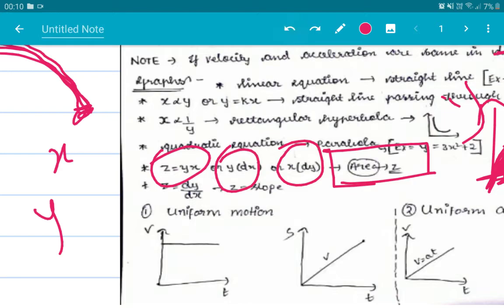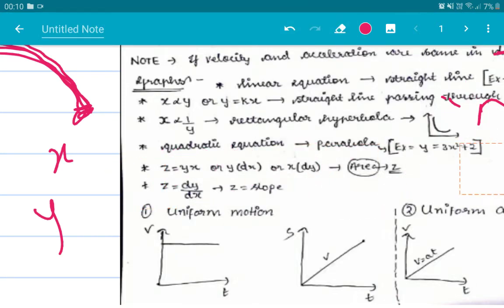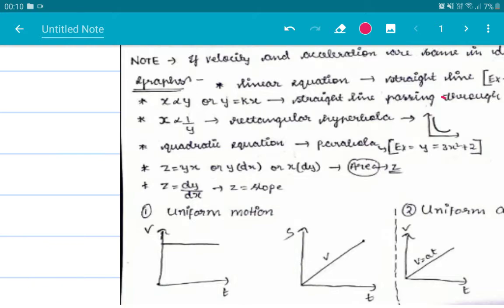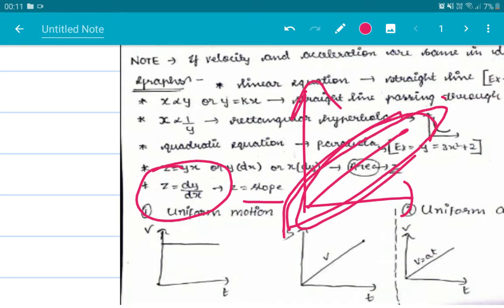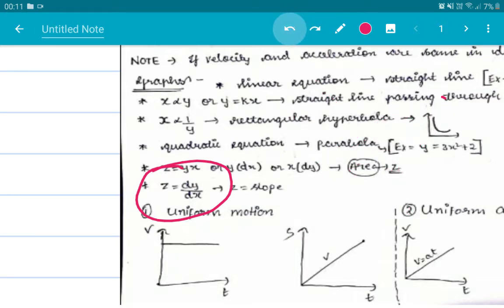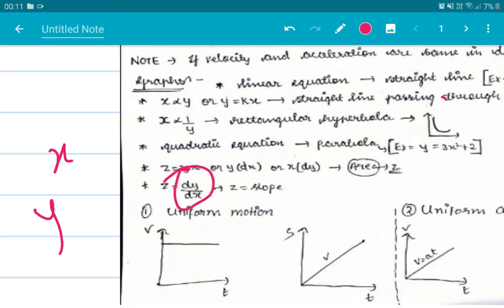If it is given z equal to dy by dx, in that form, then z represents the slope. What is the slope? This is a graph, something like this. This part, this line, either a straight line or parabola, that is the slope. So that slope is equal to z when the dy by dx condition is given. See, dy by dx is nothing like multiplication, it's division. If it's a division, then it represents a slope.